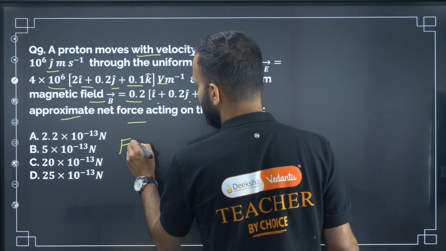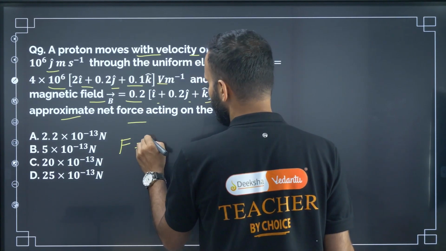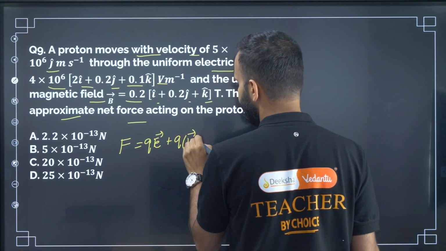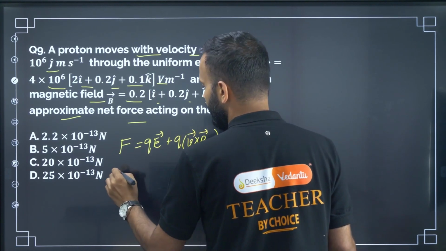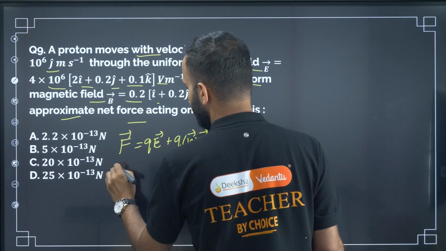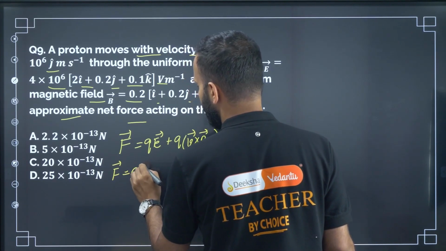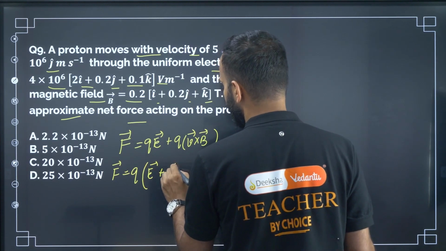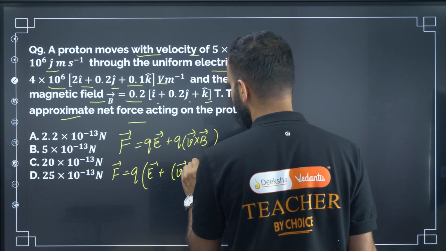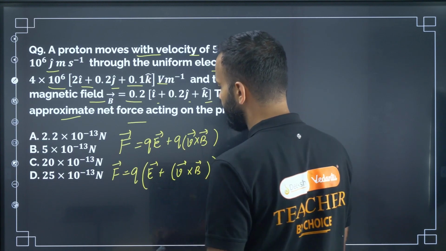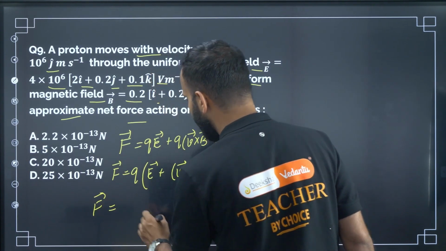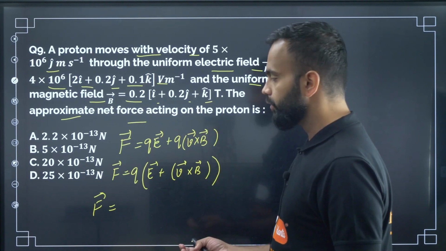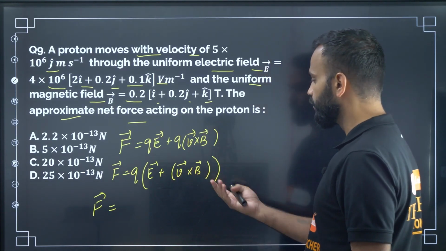So the force acting on the proton, F, equal to force due to electric field plus force due to magnetic field, right? Now F vector is equal to, take Q as common, E vector plus V cross B vector. Now substitute the values, you will get the answer in vector form. Then take the magnitude of this vector.